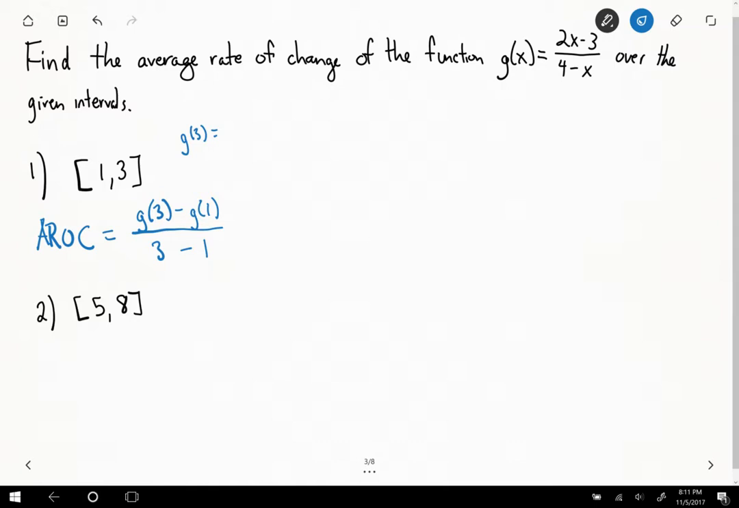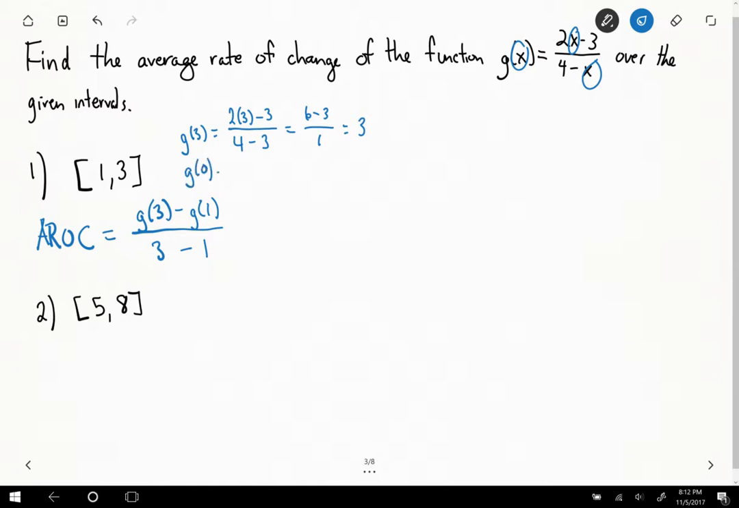So g of 3. Now we've got to plug in for all the x's. So I'll circle up here. You have an x right in here. That's going to be replaced with the 3's. And then we have two x's in those two positions. So we get 2 times 3 minus 3 all over 4 minus 3. So notice 2 times 3, 6 minus 3, over 4 minus 3 is just 1. So that's just going to equal 3.